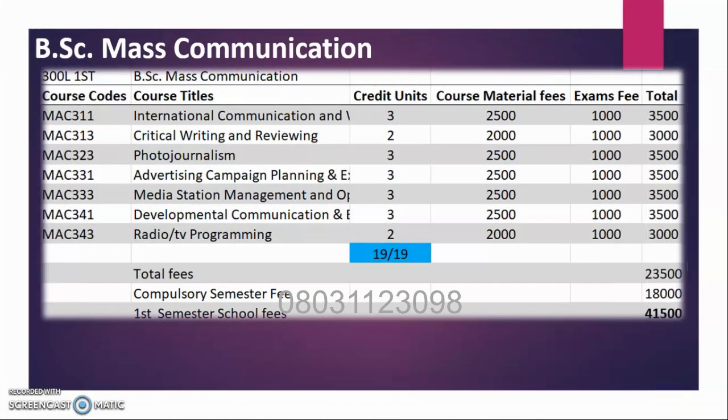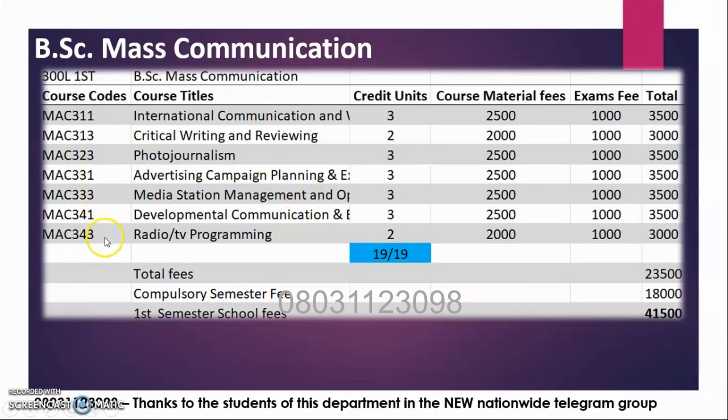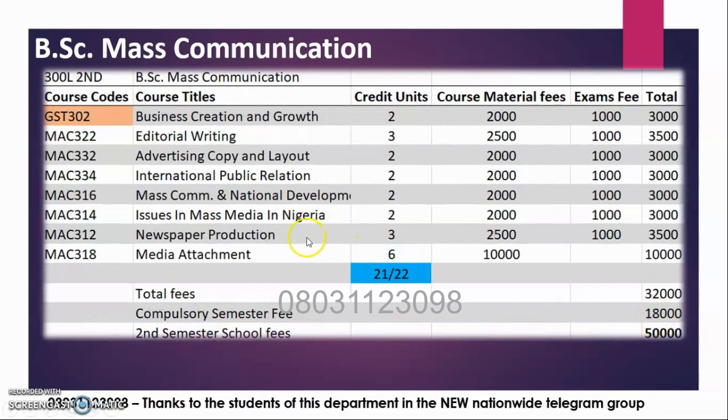Okay, so we move to 300 level first semester, and you have these courses, pure mass communication courses. You also have to pass all of them if you registered only these ones. If there's any other course in the portal and you wish to add any of them, you can go ahead and do so. Your fee is 41,500 for first semester 300 level.